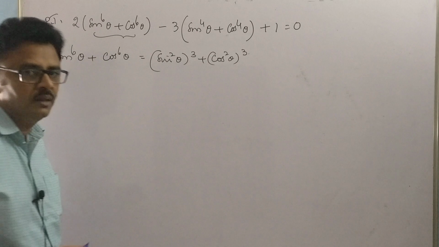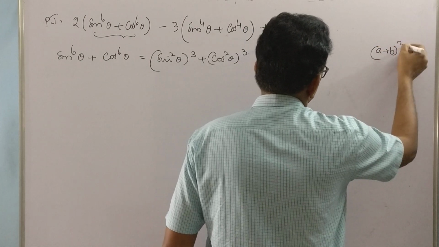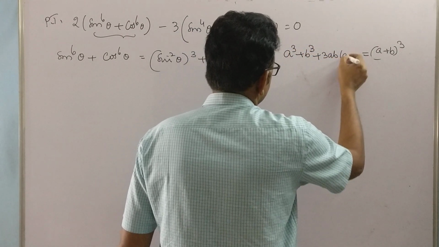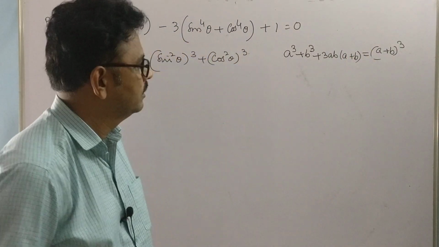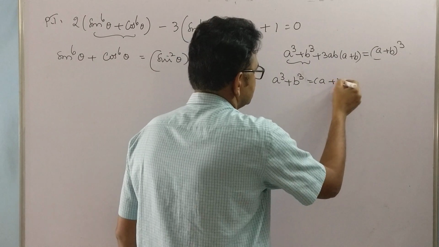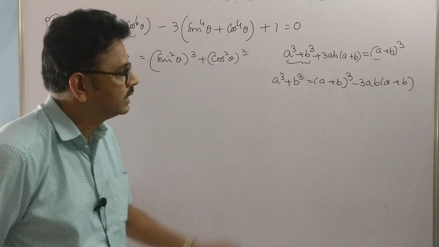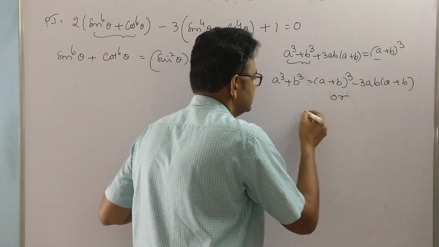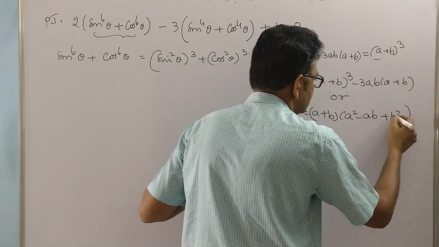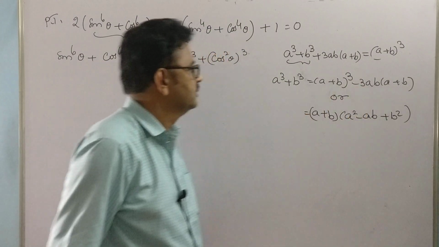Now we have a formula, a cube plus b cube. What is the formula for a plus b whole cube? A plus b whole cube is equal to a cube plus b cube plus 3ab into a plus b. Therefore a cube plus b cube is equal to a plus b whole cube minus 3ab into a plus b. Another formula is also there for a cube plus b cube: a plus b into a square minus ab plus b square. This is also a formula. If I write this one, the problem you get very easily. So that's why I'm applying this one.